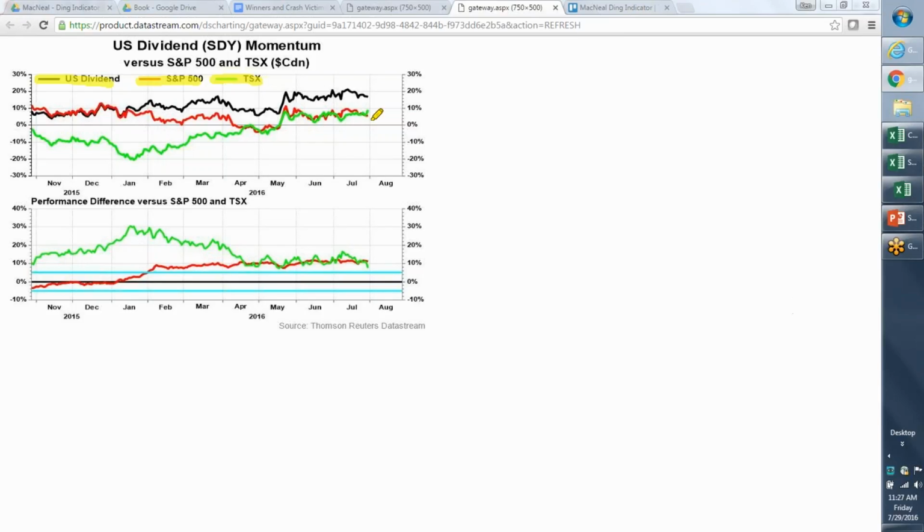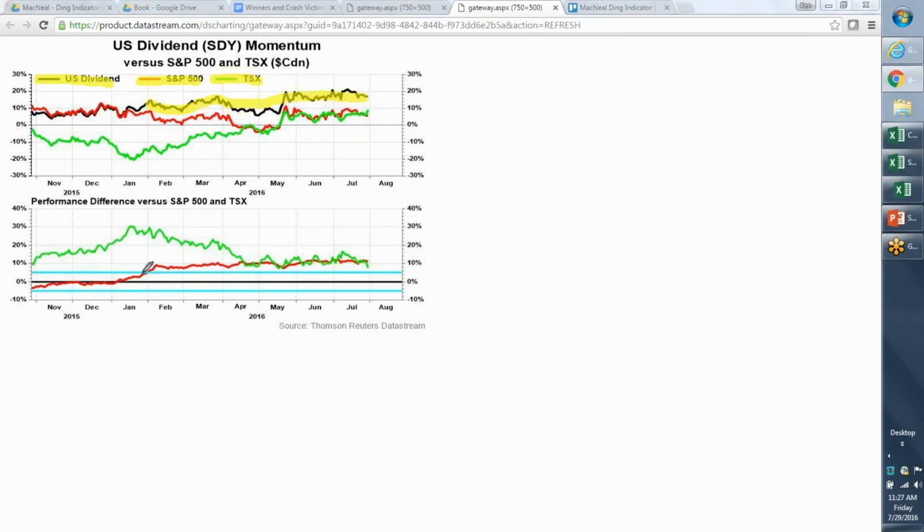So the black line, which is the dividend ETF, is above both the US and Canadian market performance. So that's what we're looking for. We want an ETF that's doing better than the US and Canadian markets. And don't forget, all of these are converted to Canadian dollars, so we're making apples to apples comparisons. And this is one that we should be holding.